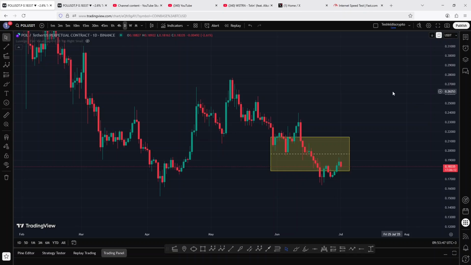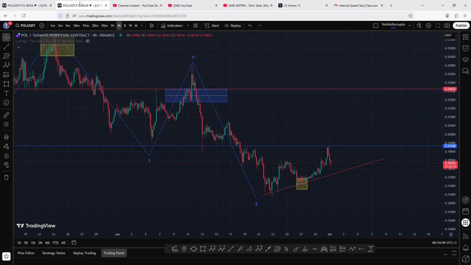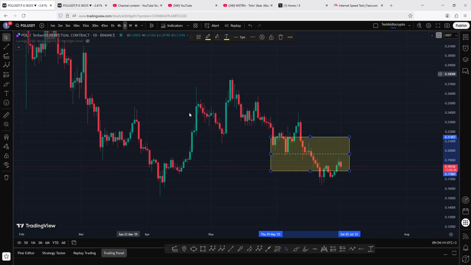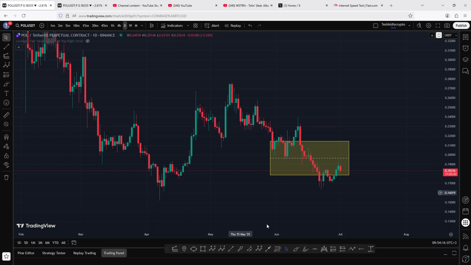Polygon Matic continues to hold above a daily key area of support between the 0.21457 and the 0.17889. And on today's update video, I will be discussing a potential reversal scenario to the upper side here on the daily chart. And above all, take a look at the 4-hour chart, giving you my short-term price prediction analysis. So make sure that you stick around till the end of the video.